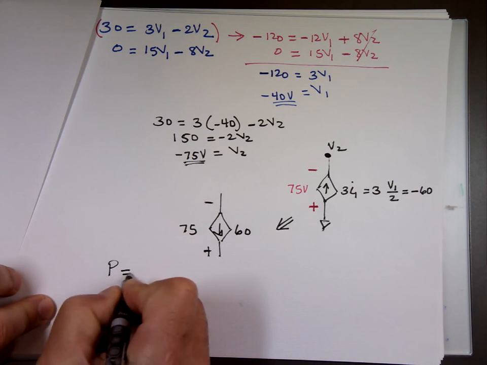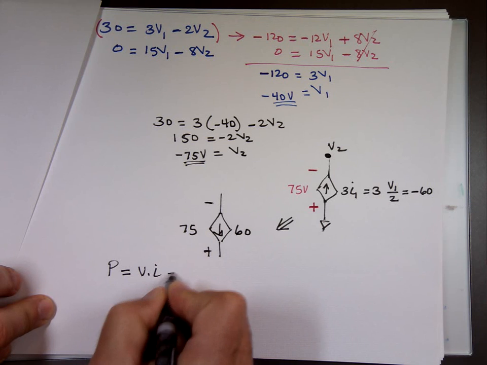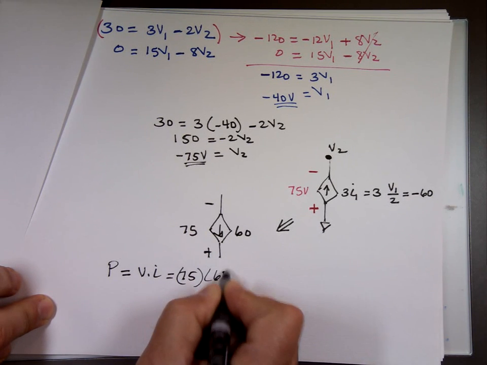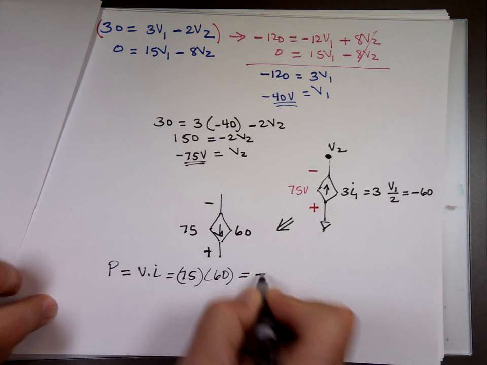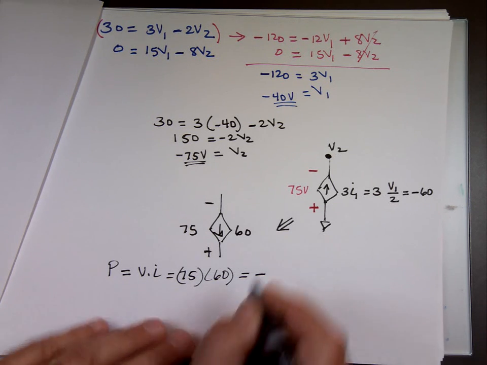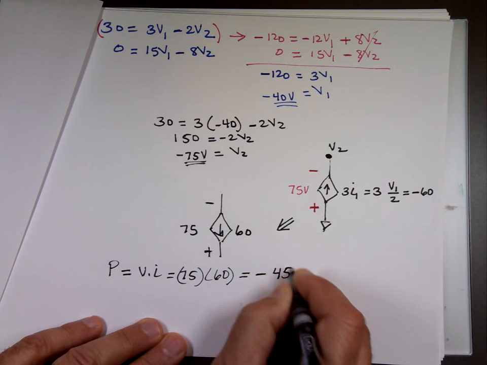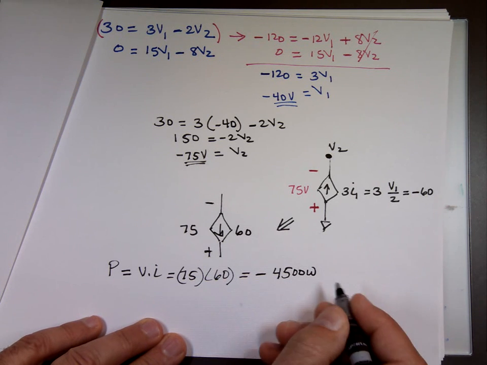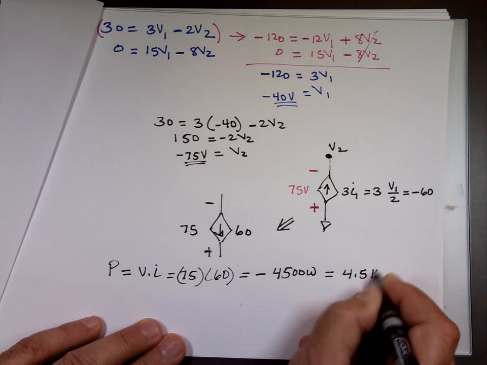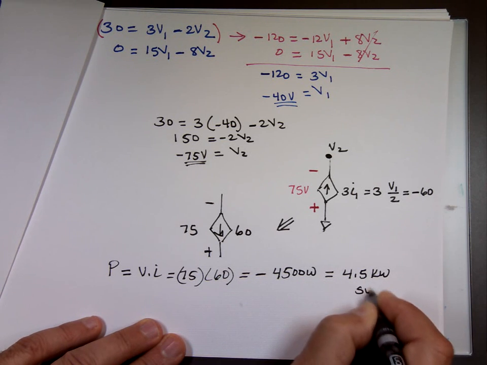The power is V times I, 75 times 60, and maybe you want to put a minus sign in the front to indicate it's being supplied. And what's 75 times 60? Is that 4,500 watts? So it's basically 4.5 kilowatts, and the negative sign tells me it's being supplied.